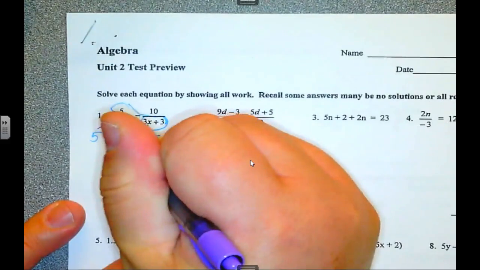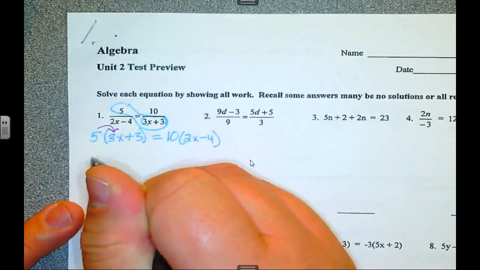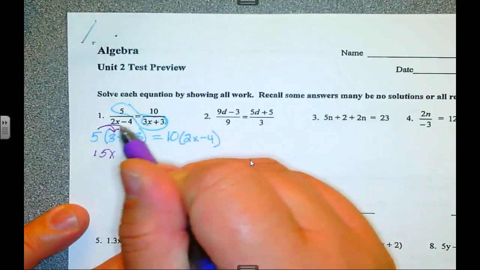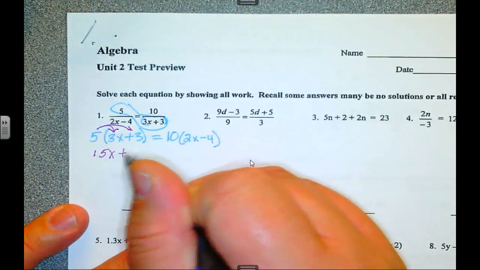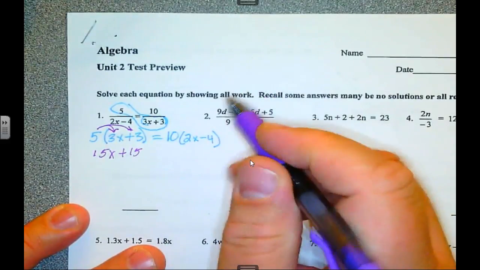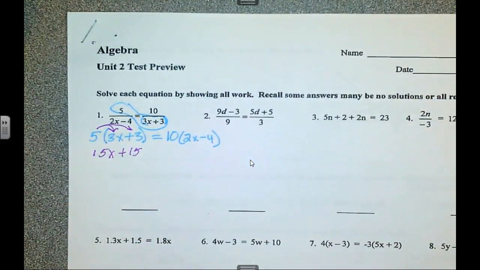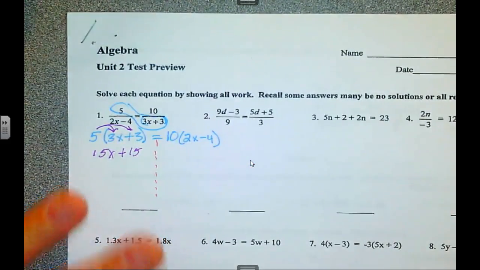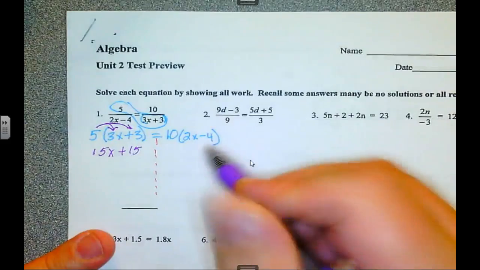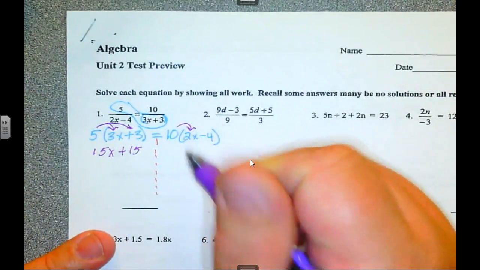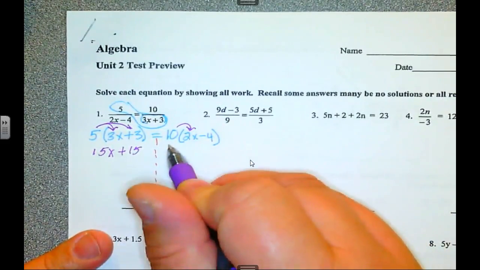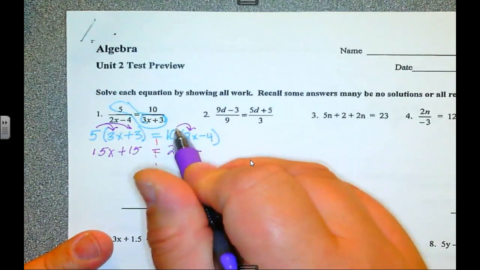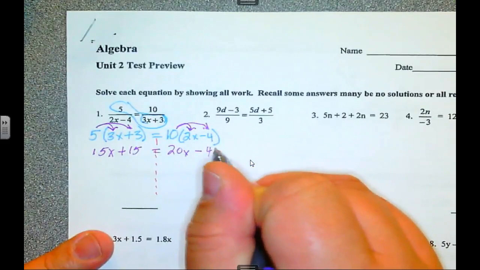That's right. Distribute. 5 times, 15x. Good, Jillian. Plus 15. If you're still having trouble separating stuff, draw the line. 10 times 2x, 20x minus 40. Good. Minus 10 times minus 4 is 40.